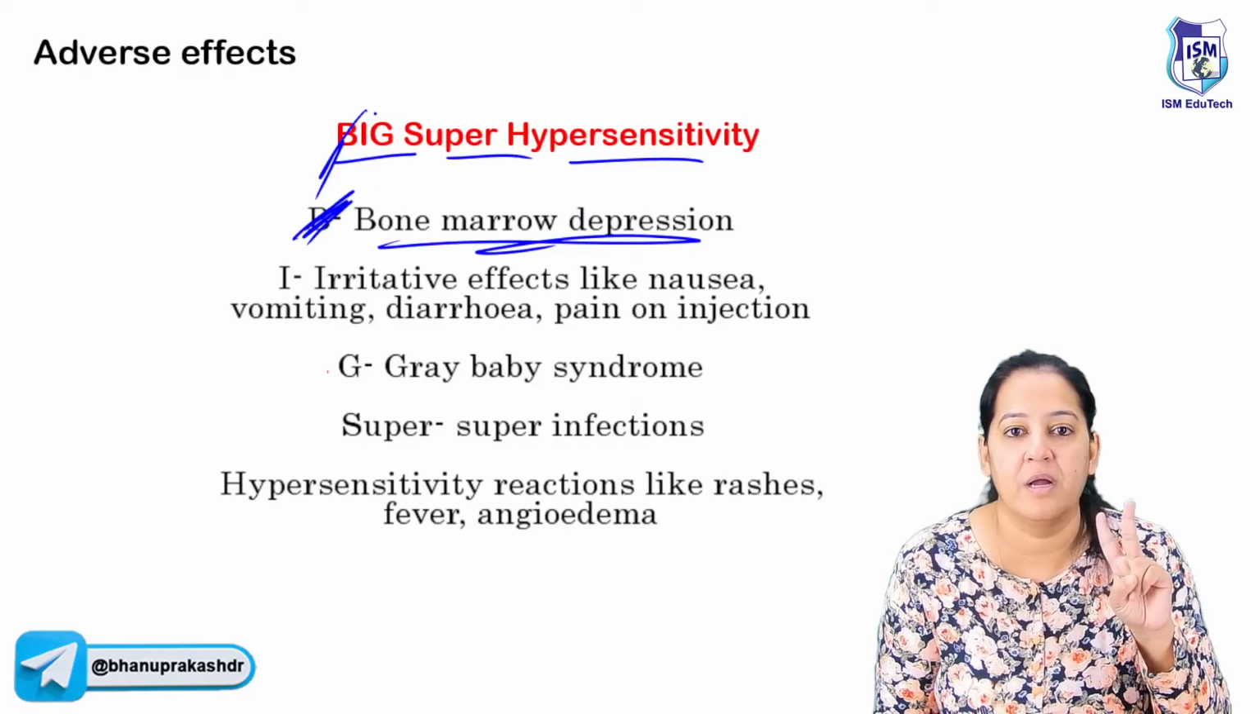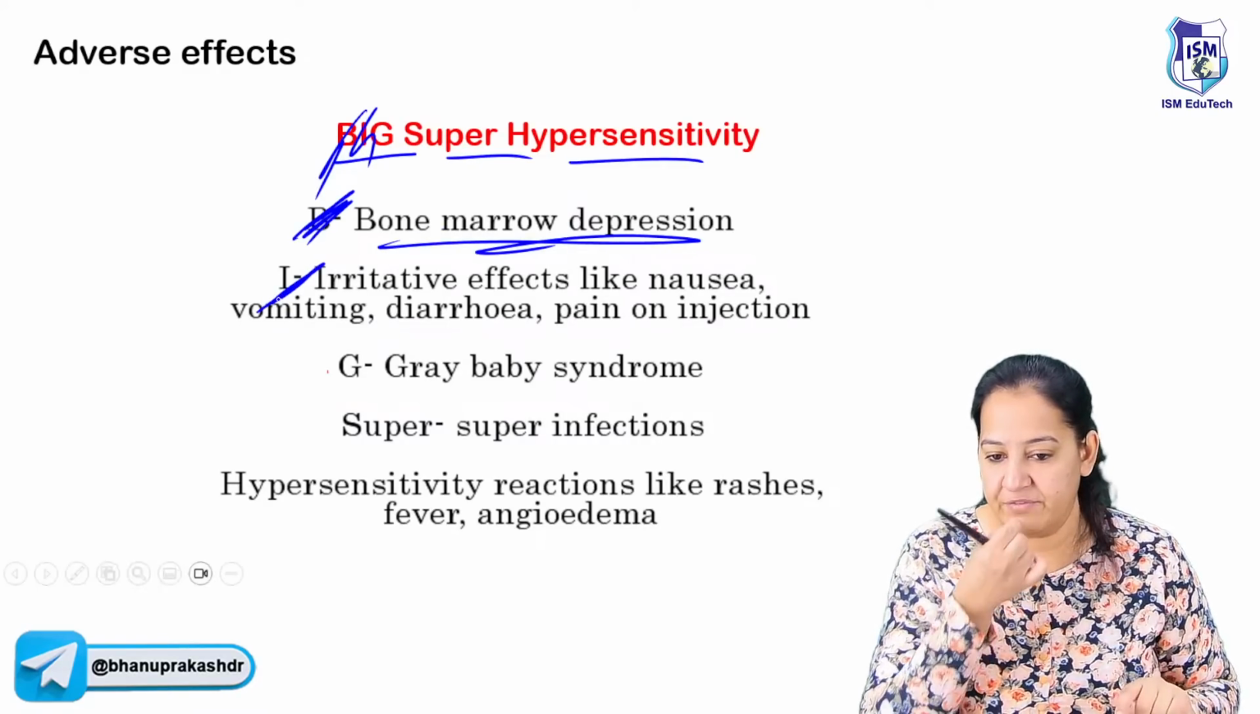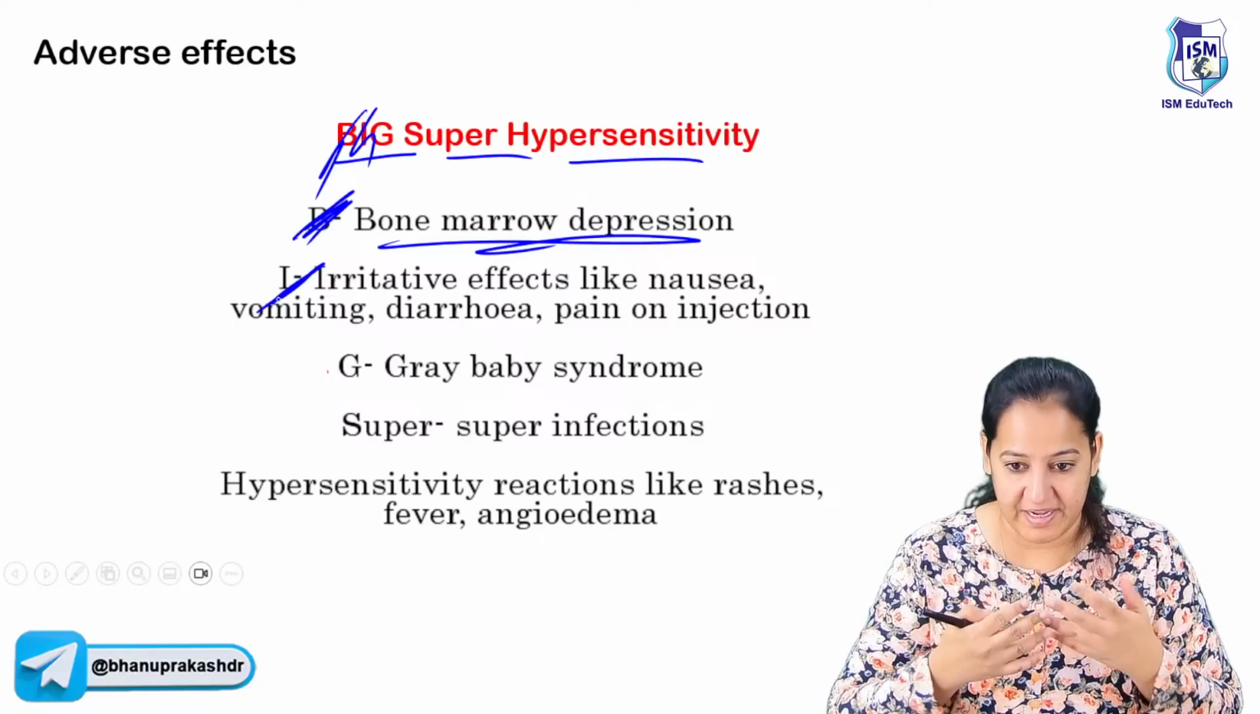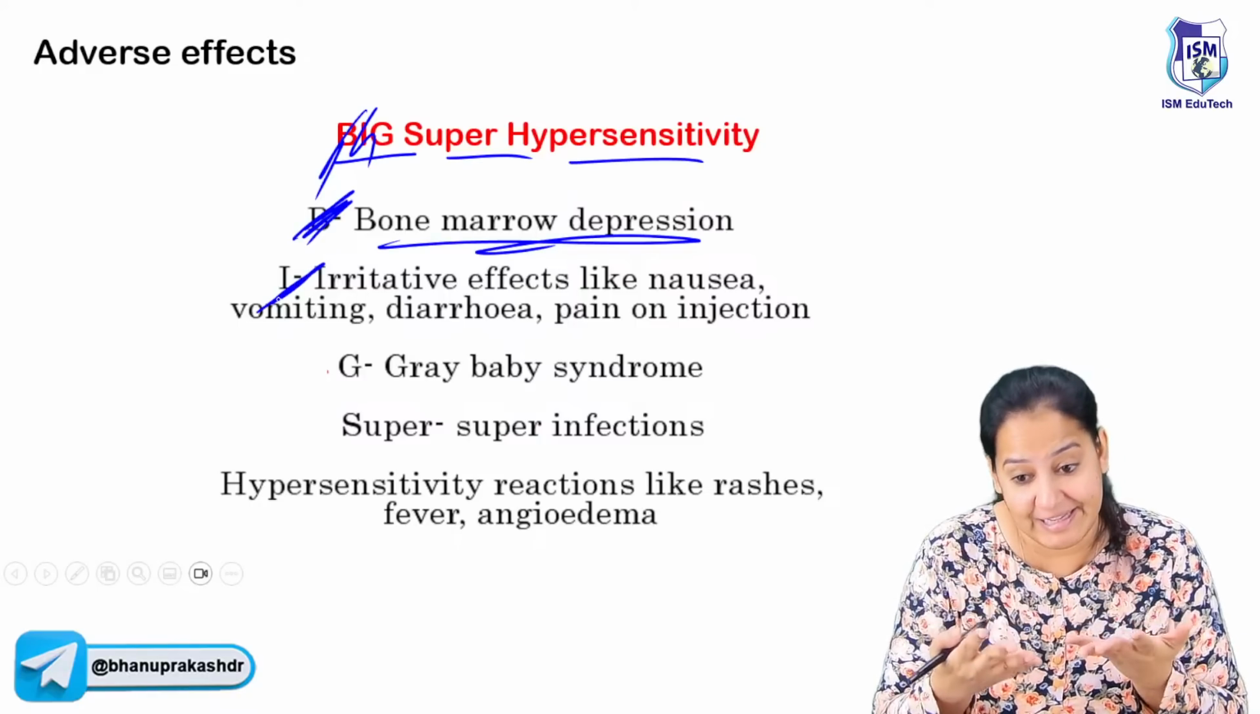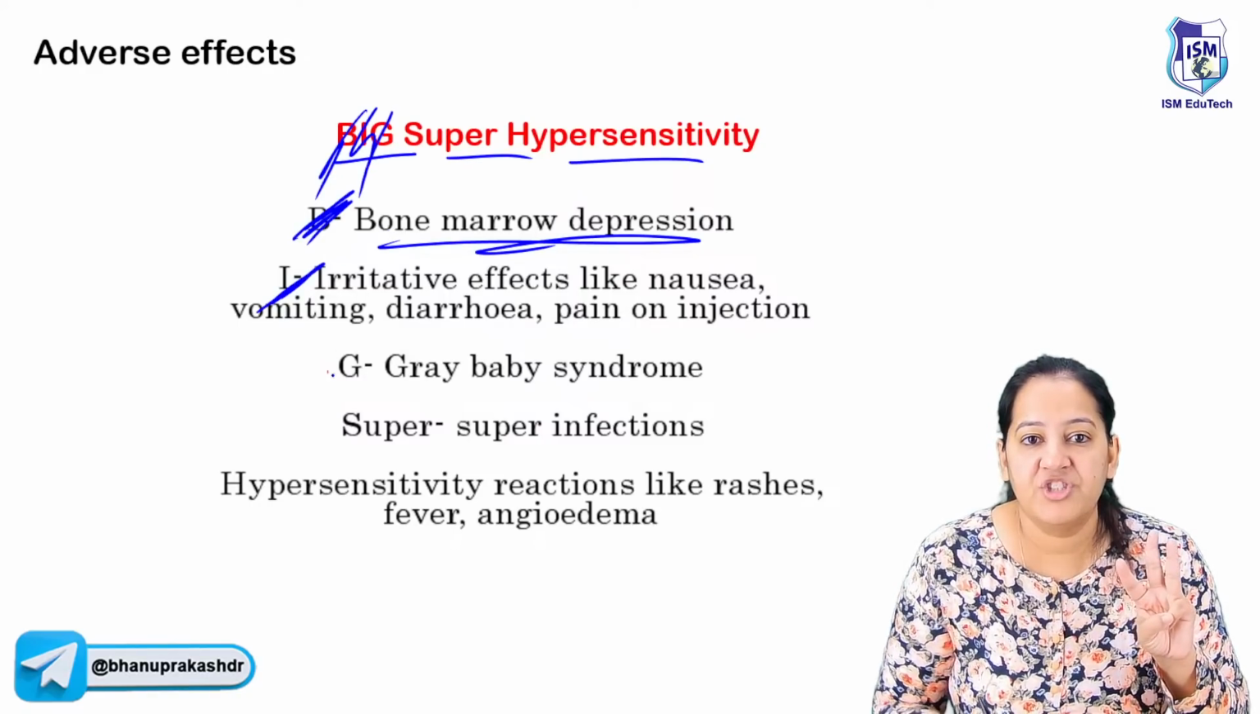Bone marrow depression. I is irritative. Once you give the oral tablet, patient have vomiting. If you give the injection, patient have pain. So whatever route you are giving, patient have irritation. Okay, I is irritation. G is gray baby syndrome.